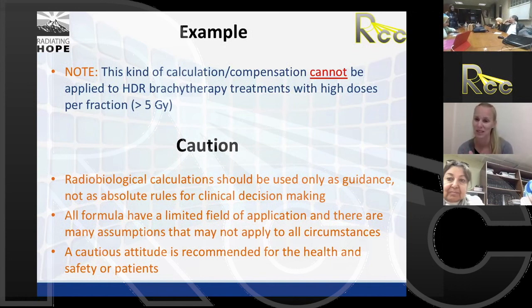that may not apply to all circumstances. So again, if you've extended your overall treatment time and the rapid onset of repopulation has already happened, what value do you use for the time for rapid onset of repopulation? Again, it depends what publication you look at. Even for cervix, I've seen publications that say 20, I've seen publications say 25, 30, 35. So again, this is why it should all be used as guidance, but not as absolute.